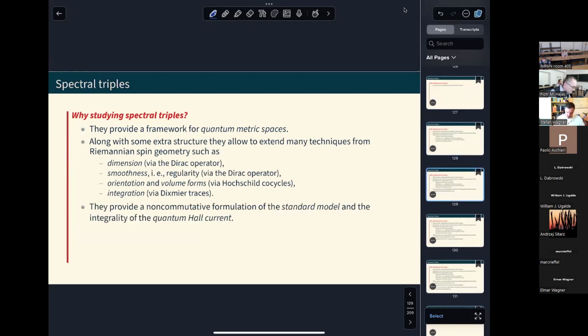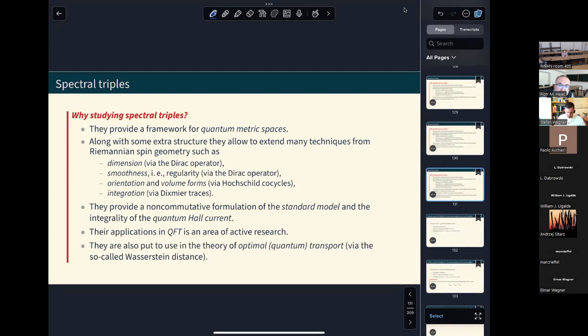And they also have applications. They provide a non-commutative formulation of the standard model and the quantum Hall current. They also have applications in quantum field theory, and of course in optimal quantum transport via the so-called Wasserstein distance.